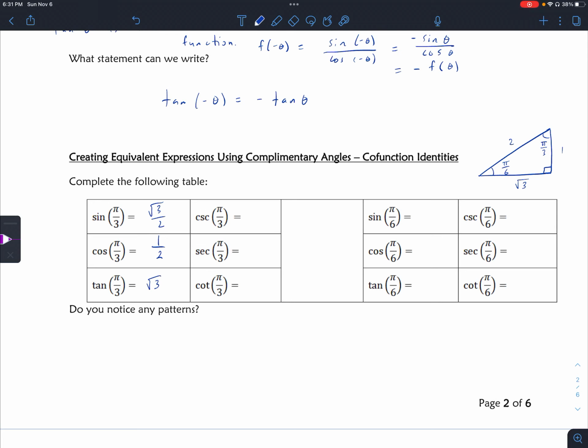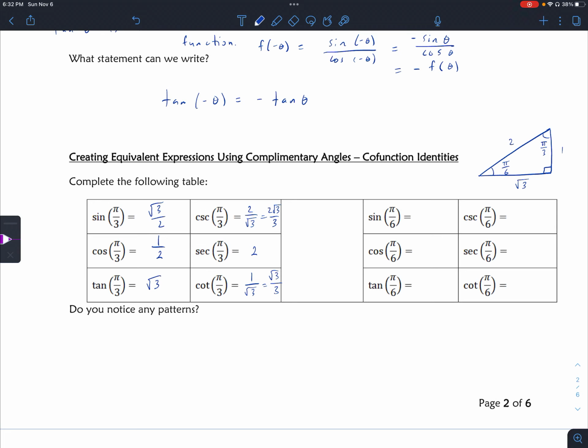Okay, so cosecant now. Cosecant is the reciprocal of sine. So it would just be 2 over root 3. You can rationalize it to get 2 root 3 over 3. Secant is the reciprocal of cosine. So reciprocal of 1/2 is just 2. Cotangent is the reciprocal of tangent. So that would be 1 over root 3, which if you rationalize is root 3 over 3.